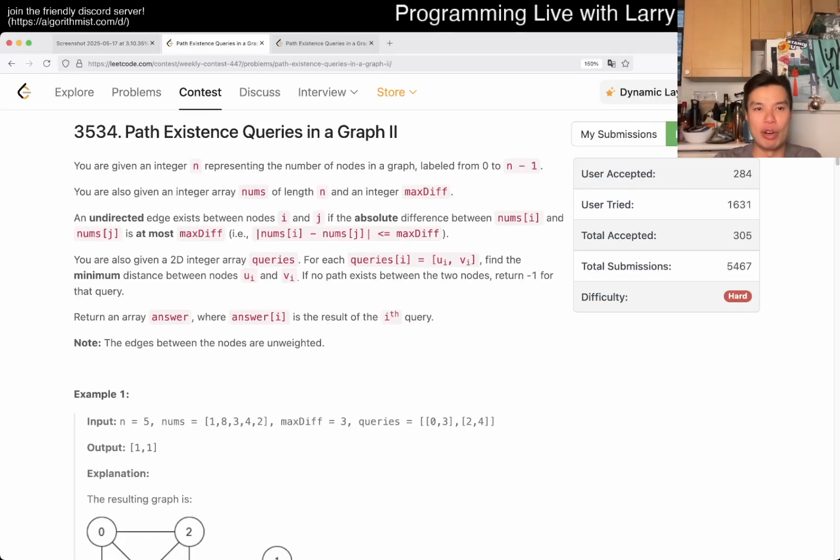This is me over Q4 of the weekly contest 447, Path Existence Queries in the Graph 2.